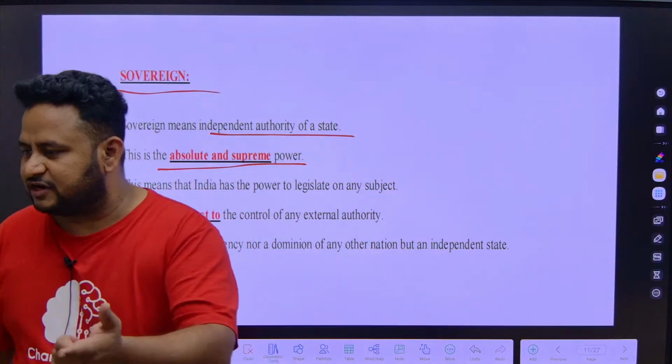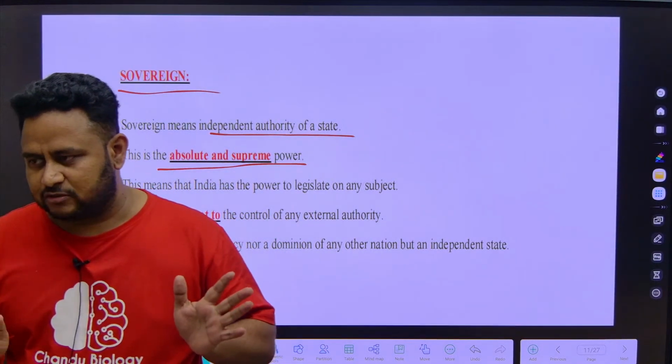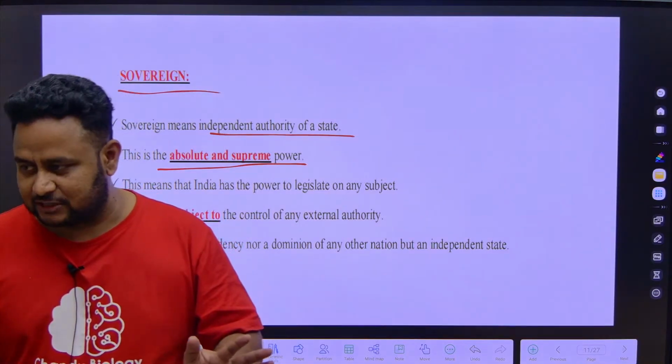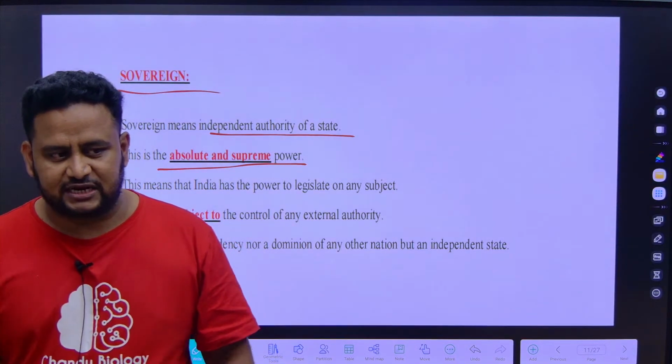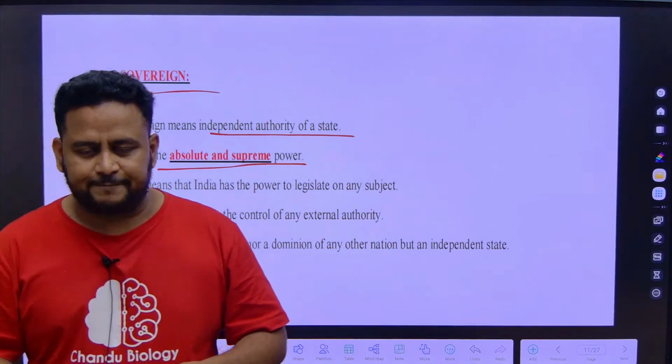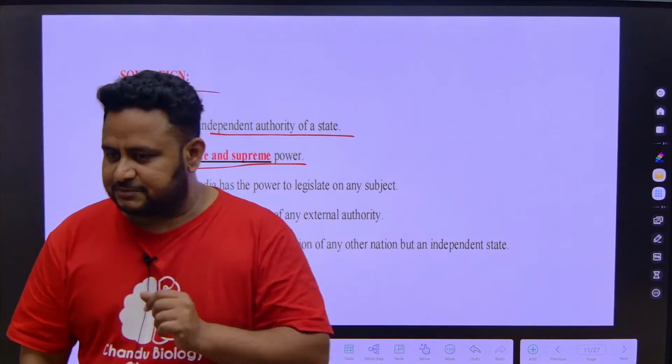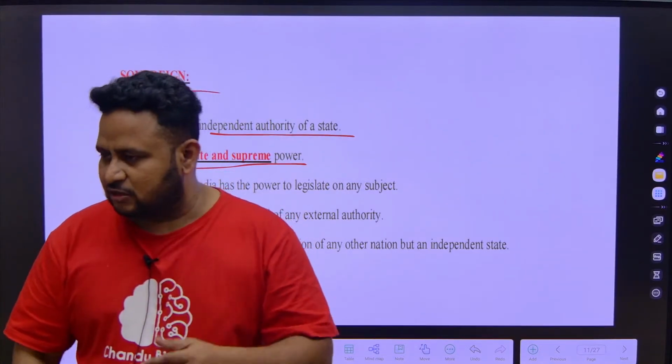Because we were coming out of the clutches of British rule. Correct? At that time, we didn't want dominion status. We wanted complete independence. Correct? Purna Swaraj. When I talk about history, I will tell you about Purna Swaraj. Why 26 January 1950 was chosen as the date for commencement of the constitution, all these things I will tell you when I talk about history.